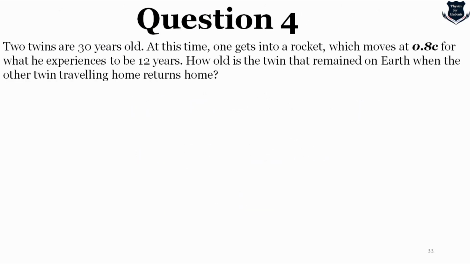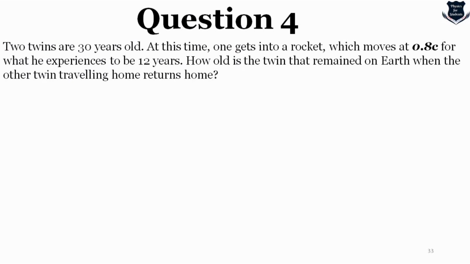Okay, now we come to what is called the twin paradox. Very interesting and very fascinating outcome of special relativity. So two twins, both are aged 30 years, right? They go off into a rocket which moves at 0.8 c, and they experience what is to be 12 years. How old is the twin that remained on Earth when the other twin traveling around space returned back home?